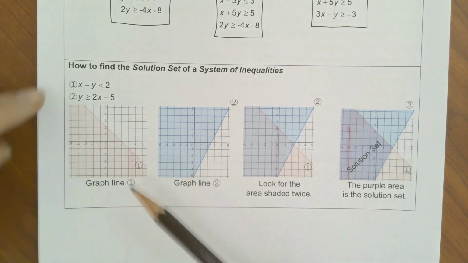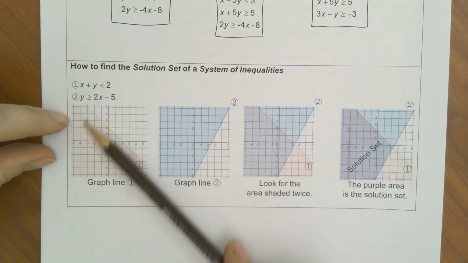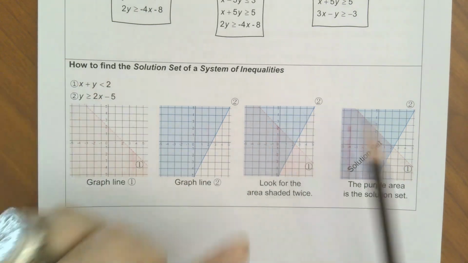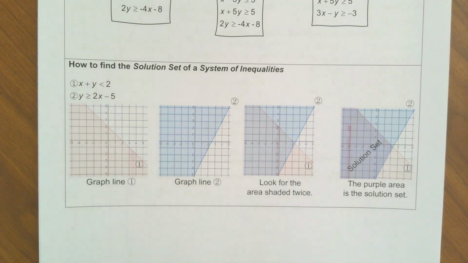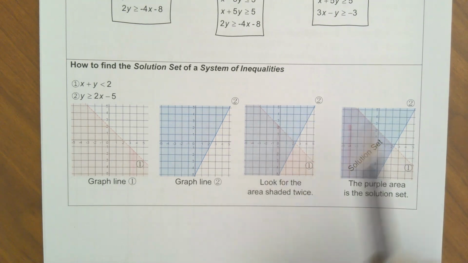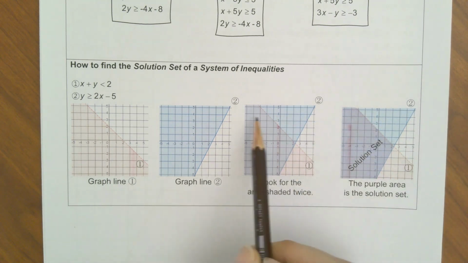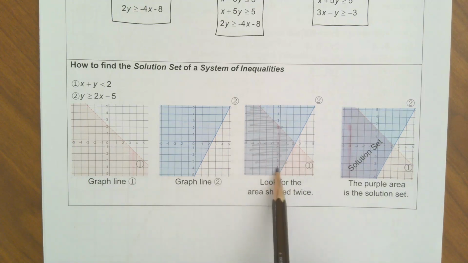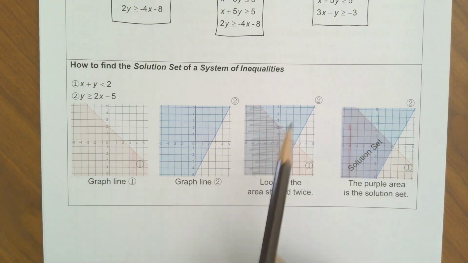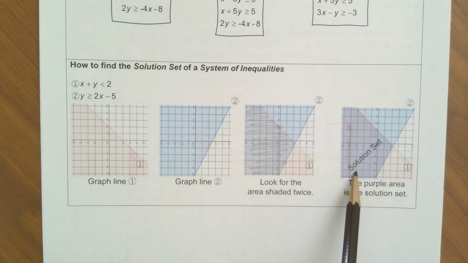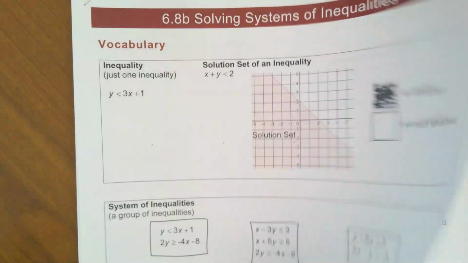All we do is we take the first one, we graph it, we shade it. We do the second one, we graph it, we shade it, and we put it on the same graph. And then we look for the area that's been shaded twice. You can see this blue area has been shaded. This is the red area. Red plus blue is purple. So this has been colored twice, shaded twice. So this is the solution set, this purple area right here. That's all we're doing. So let's do some examples.